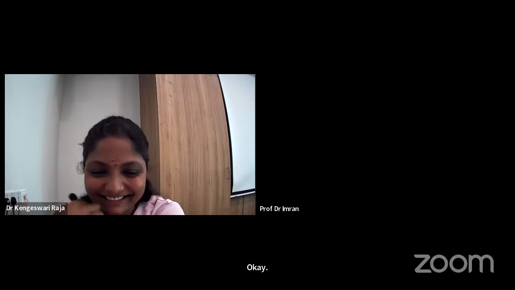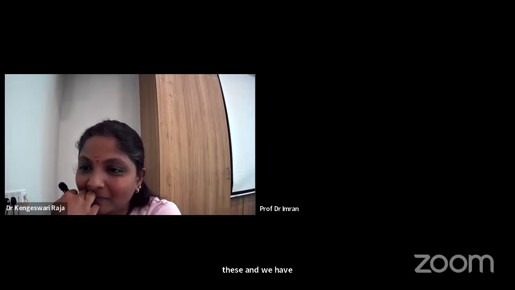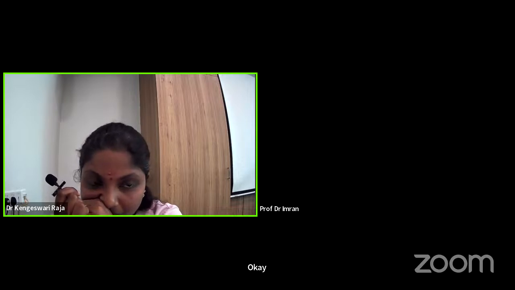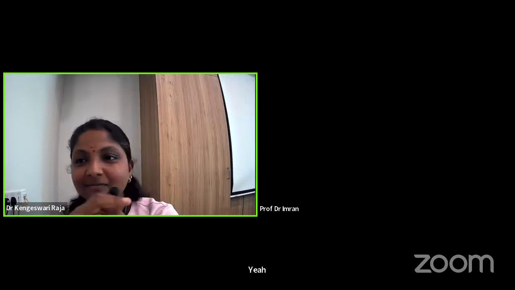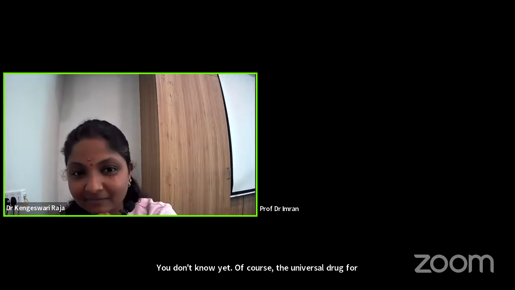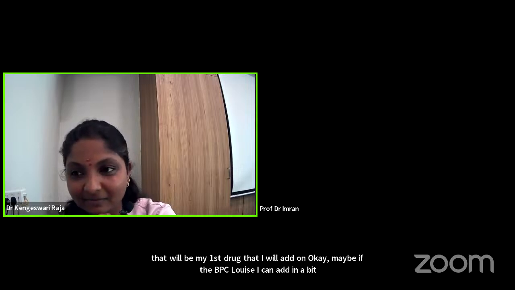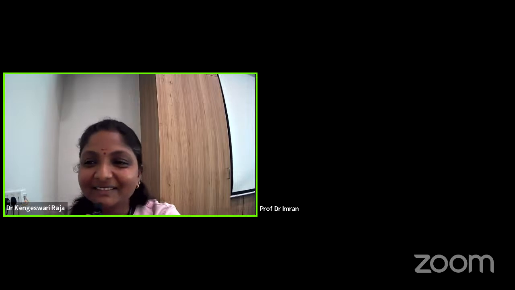I think when you have a BP which is lowish like this, and you have suspicion of heart failure, but you don't know whether this is reduced ejection fraction or preserved ejection fraction, so you have heart failure, you don't have an echo, you don't know yet. Of course, the universal drug for heart failure should be started first, which is the SGLT2 inhibitor. So that will be my first drug that I will add on. Maybe if the BP is lowish, I can add in a bit of spironolactone while I diurese the patient a little bit. Once the patient is a little bit drier, then I can consider starting an ACE or beta blocker. So I start on those that I can start easily without affecting the blood pressure.